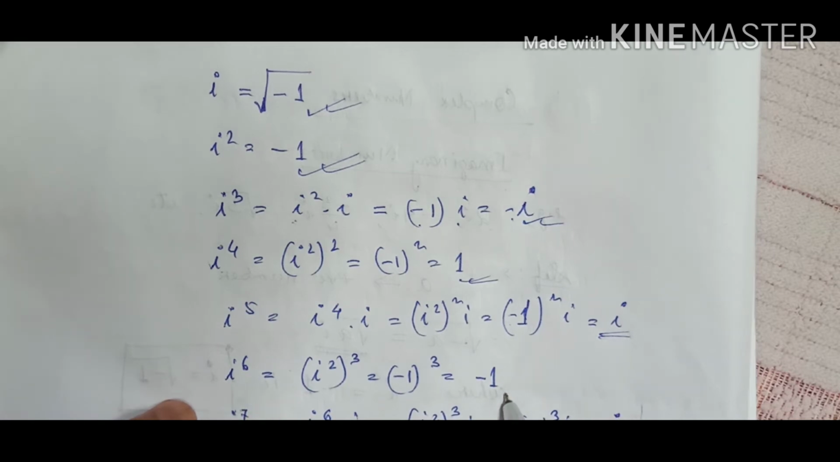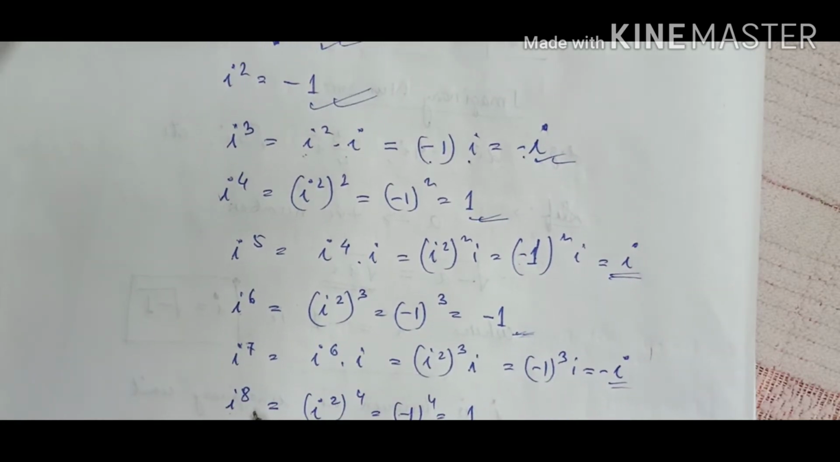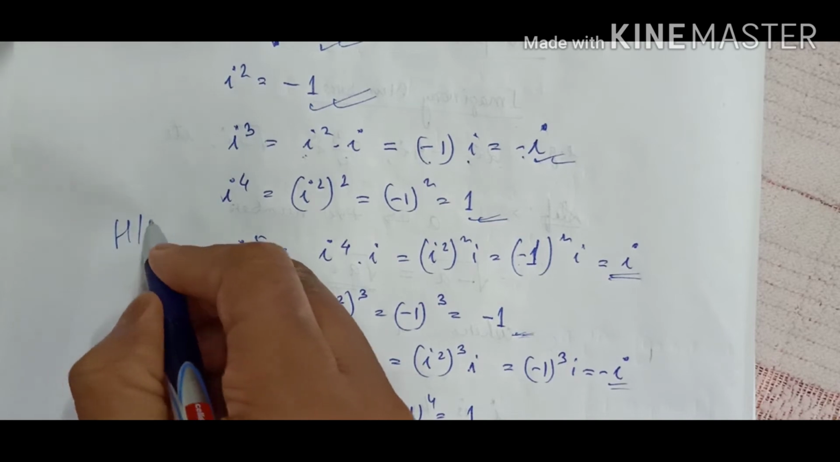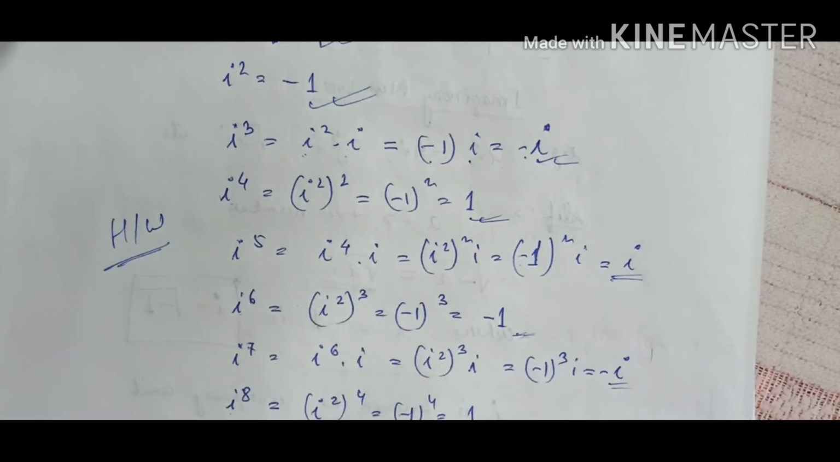Likewise i to the power 6 we can make i square cube. Then i to the power 7 is minus i, and i to the power 8 we can make i square to the power 4. i square means minus 1 to the power 4 is 1. So please do this one as homework, do it by yourself, make it and show me.